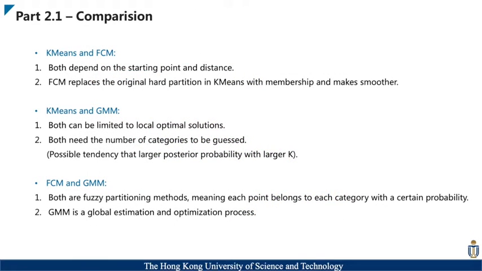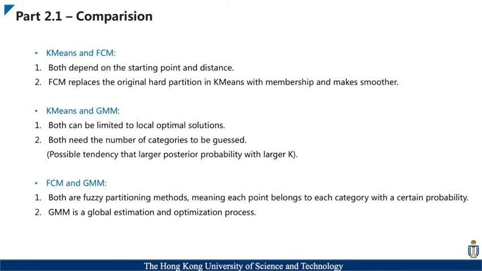Some comparisons can explain some characteristics of k-means. Compared to fuzzy c-means, they both depend on the starting point and distance. The difference is fuzzy c-means replaces the original hard partitioning of k-means with membership and only makes it smoother. And compared to Gaussian mixture models, they both can be limited to local optimal solutions, and both need the number of categories to be guessed initially.